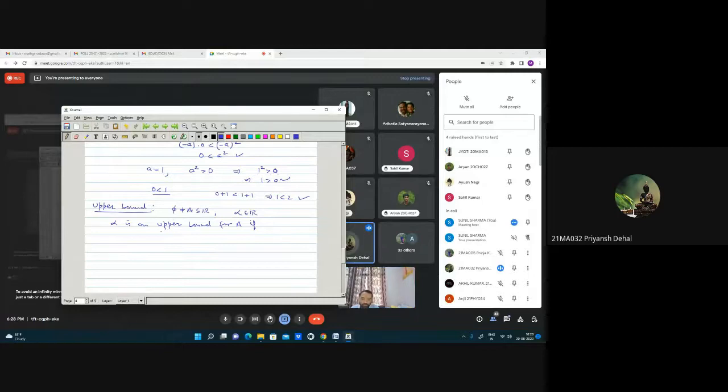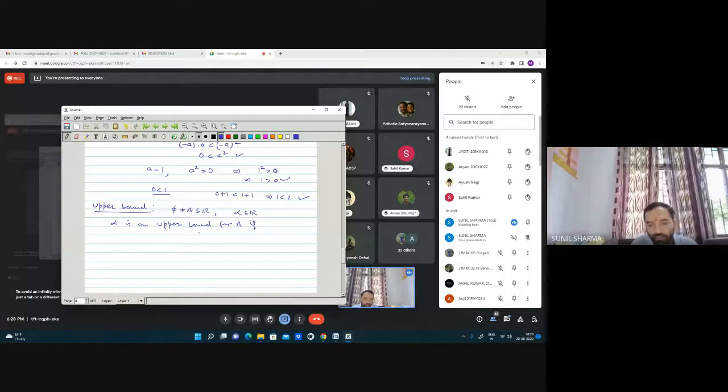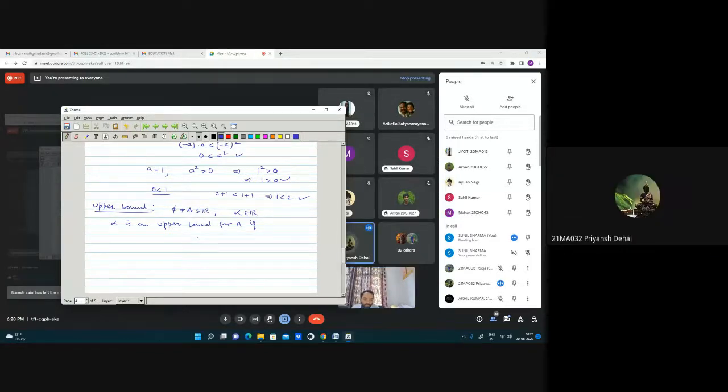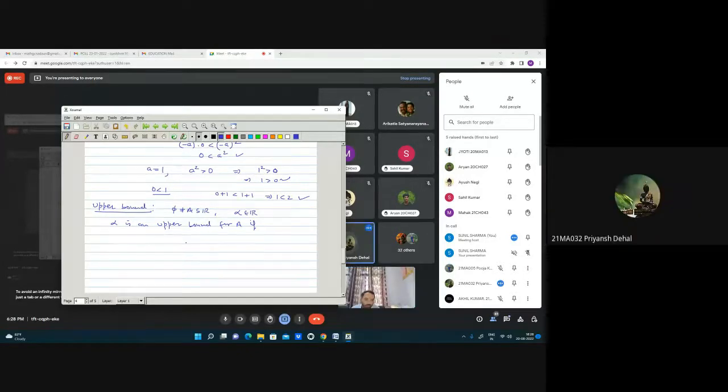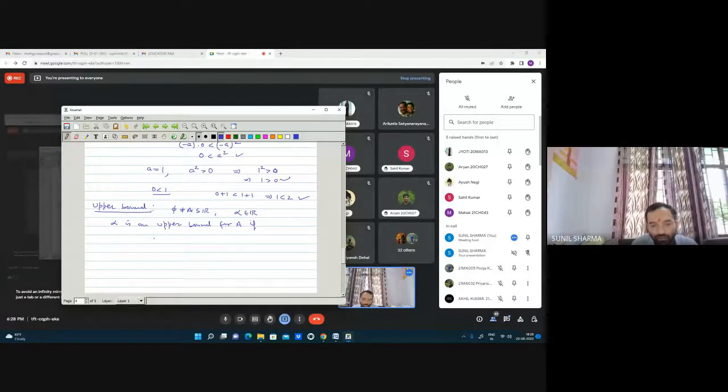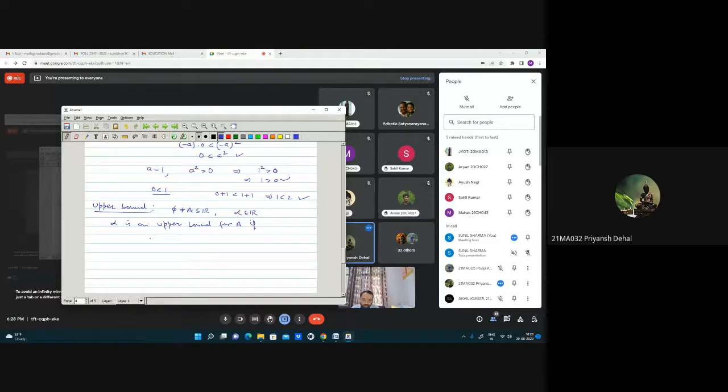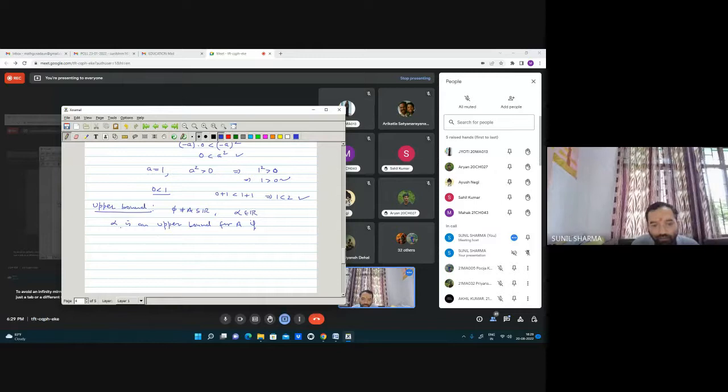So alpha having the greatest value of the set. How can we write this in terms of quantifier? Alpha greater than A. A means set or element? Elements of set A. So can you help me to write it in terms of quantifier?